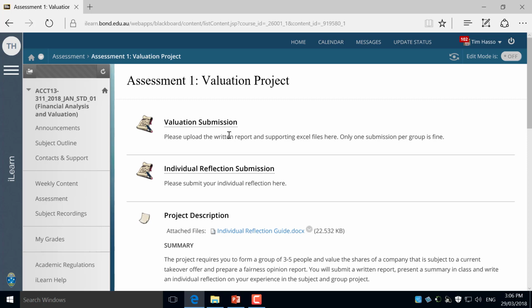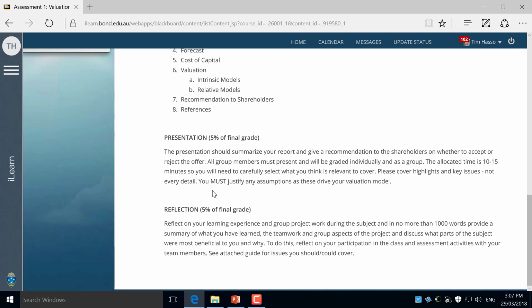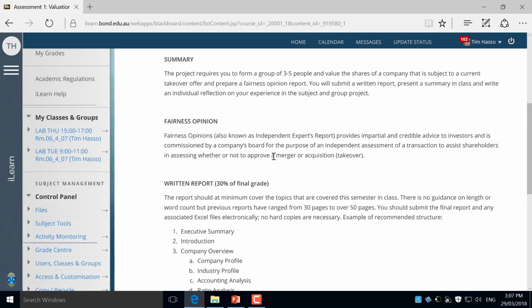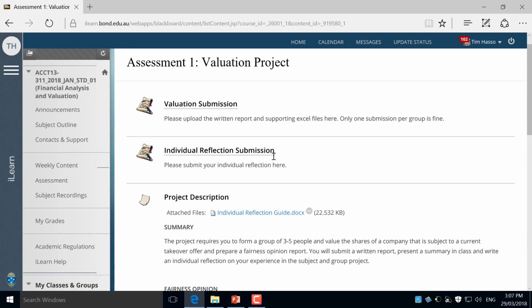Any questions, perhaps? What's the word limit? There's no word limit or no word guide. I would say, generally speaking, past assignments have been around 20 to 40 pages. Some have gone up to 100 pages, but mostly with tables and figures and all these sorts of things. Sorry, for the reflection, there is an explanation down here. Basically, no more than 1,000 words. And if you're a bit stuck in terms of what to include in a reflection, just check out the individual reflection guide, and it has some trigger questions that you can use.